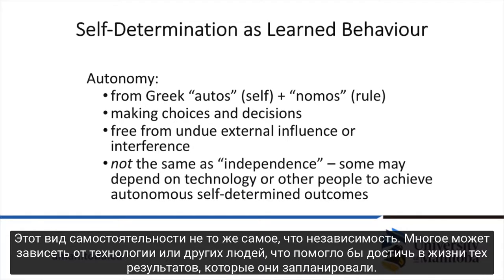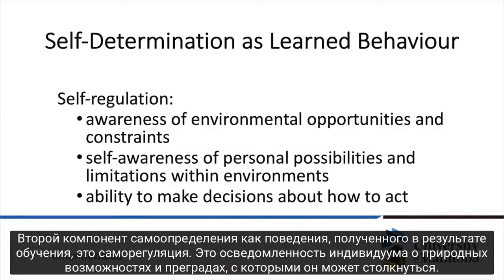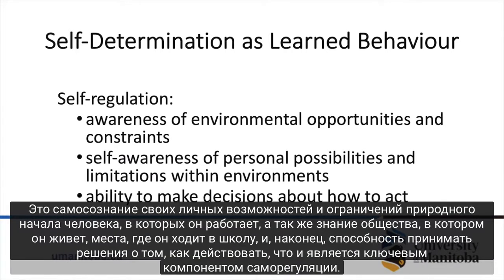So some may depend on technology or other people in order to help them reach their outcomes that they wish for themselves in their lives. The second component of self-determination as learned behavior is self-regulation. This is the individual's awareness of the environmental opportunities and constraints that they face. It's self-awareness of their personal possibilities and their personal limitations within the environments in which they work, the communities in which they live, the places where they go to school, and the ability to make decisions about how to act is a key component of self-regulation.